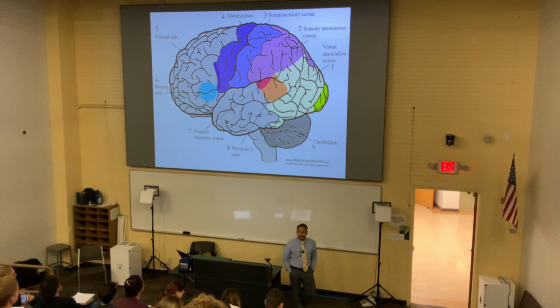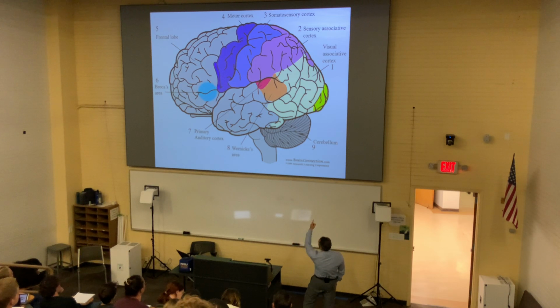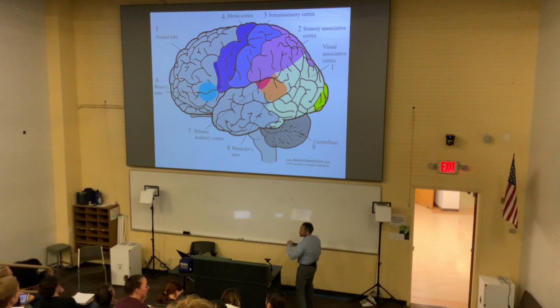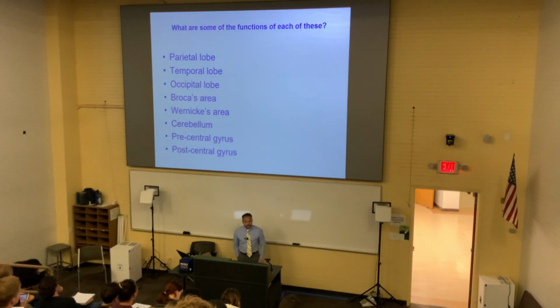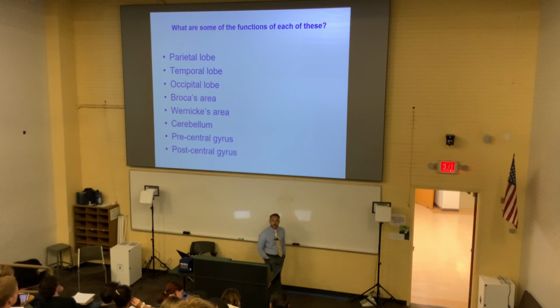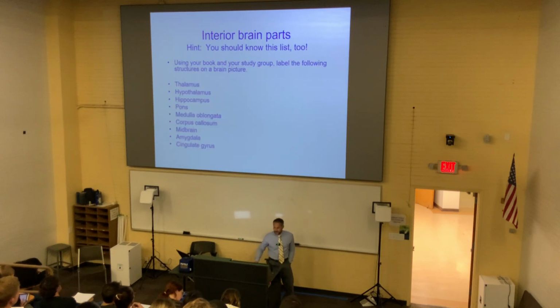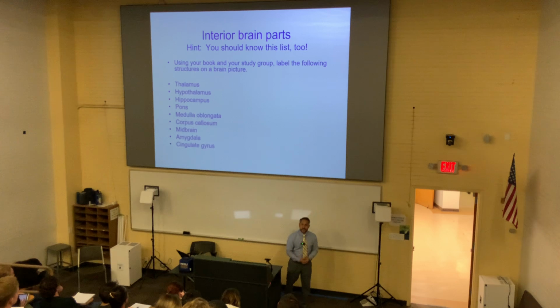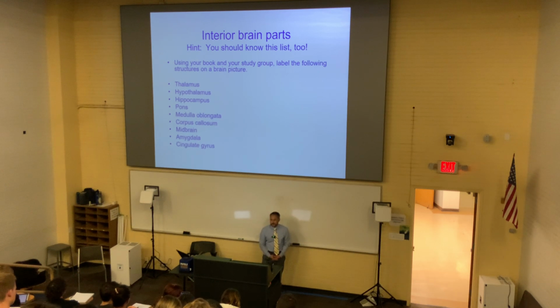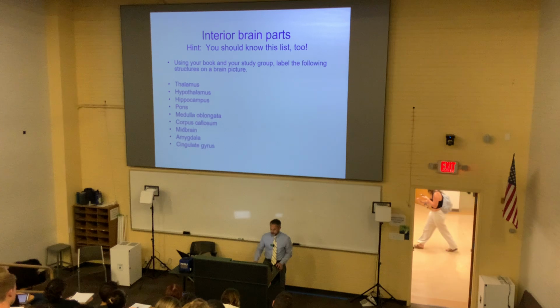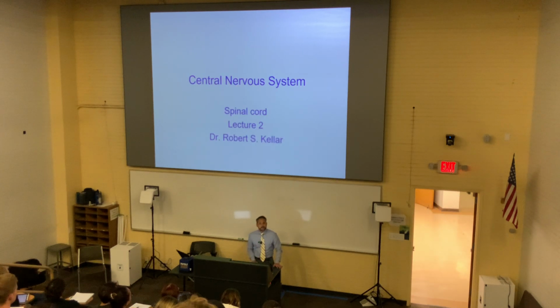Make sense? Broca's area, frontal lobe, Wernicke's, more posterior, sensory. What are some of the functions of each of these? Okay, let's go inside to the interior. A list of structures that you should be able to recognize. Label. Good?